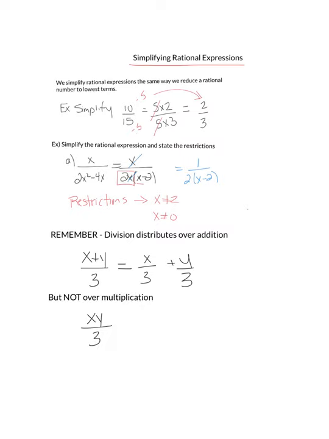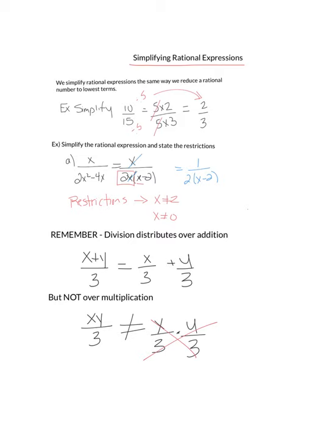And the reason why I'm telling you this is because it does not distribute over multiplication. So if I had xy over 3, it does not equal x over 3 times y over 3. That is not true. Please don't ever do this. And it probably makes sense that this isn't true when you really think about it, because you know that when you multiply, you would do top times top, which would give you the xy, but then you would do bottom times bottom, which would give you 9, not 3 like you wanted.